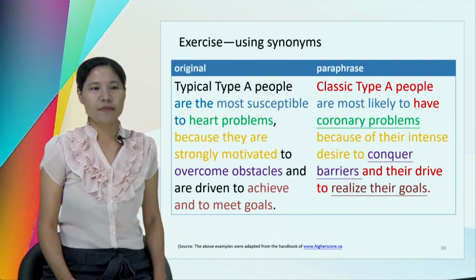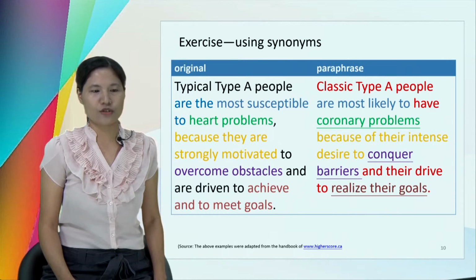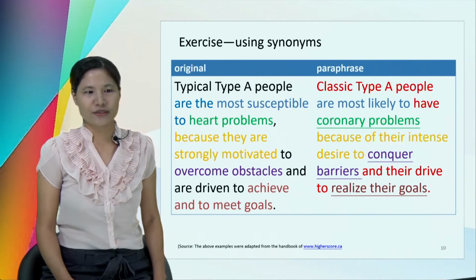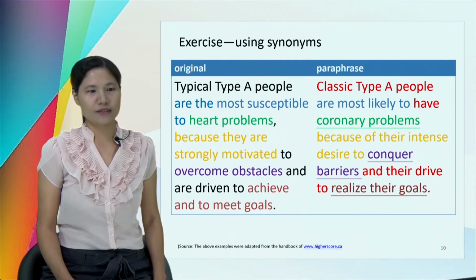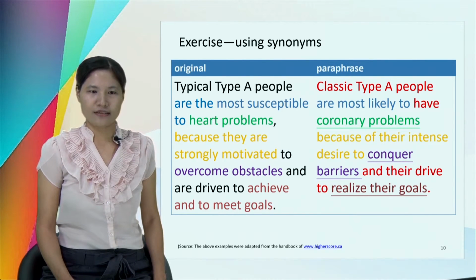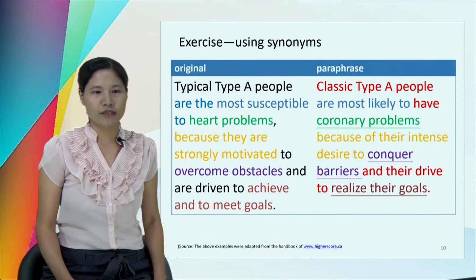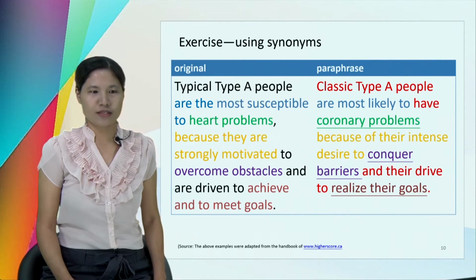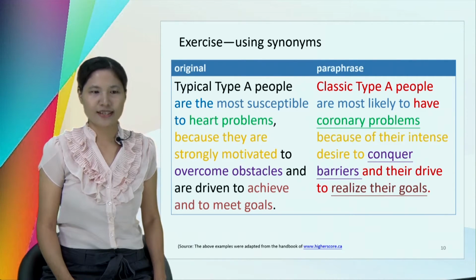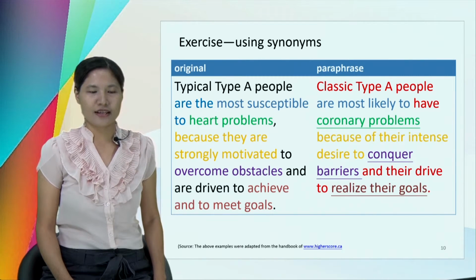You can see "typical type A people are the most susceptible to heart problems because they are strongly motivated to overcome obstacles and are driven to achieve and to meet goals." On the right-hand side, you can see "classic type A people." So here, typical, classic, that's a synonym, 同义字; are the most susceptible, are most likely, again, synonym, 同义字. Heart problems, coronary problems, 冠状动脉的疾病. Okay, again, synonym, 同义字. Strongly motivated and intense desire, again, 同义字.